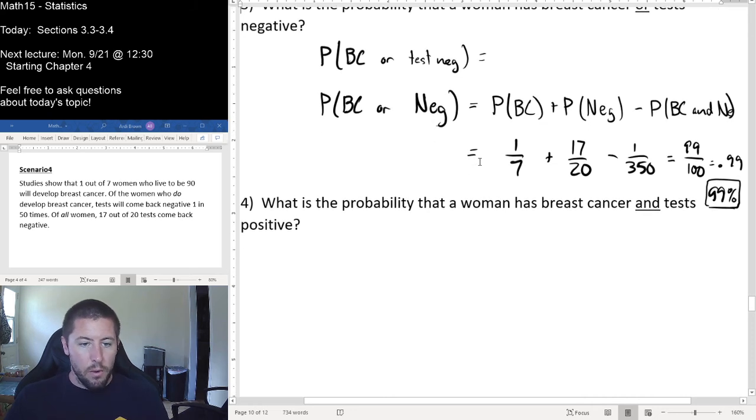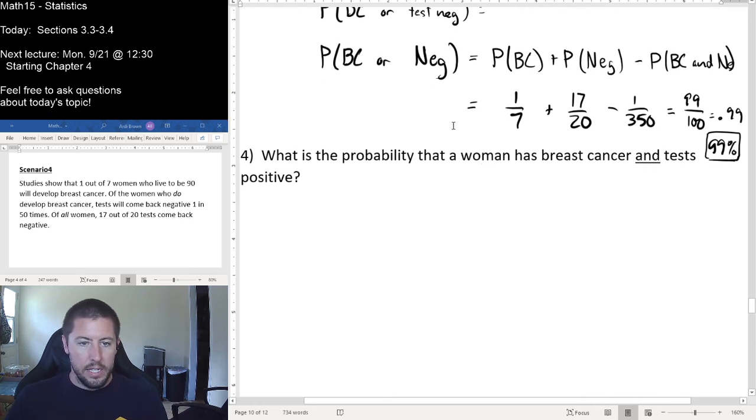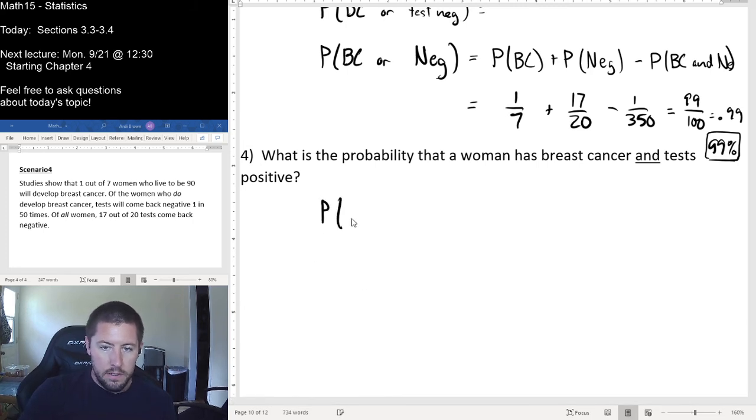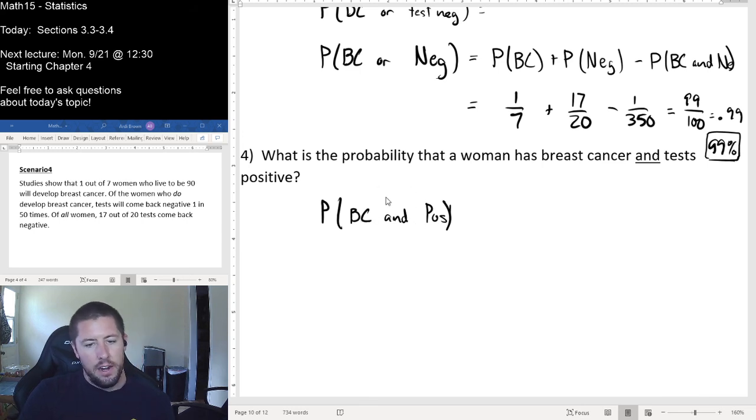Finally, let's do number 4 here, and I think we'll go ahead and call it a day. So what is the probability that a woman has breast cancer and test positive? Since this is an and probability, I need to ask myself, are these independent or are these dependent? Our test results are definitely dependent on whether or not we have breast cancer. We have a much higher chance of testing positive if we do have breast cancer than if we don't. So these are dependent.